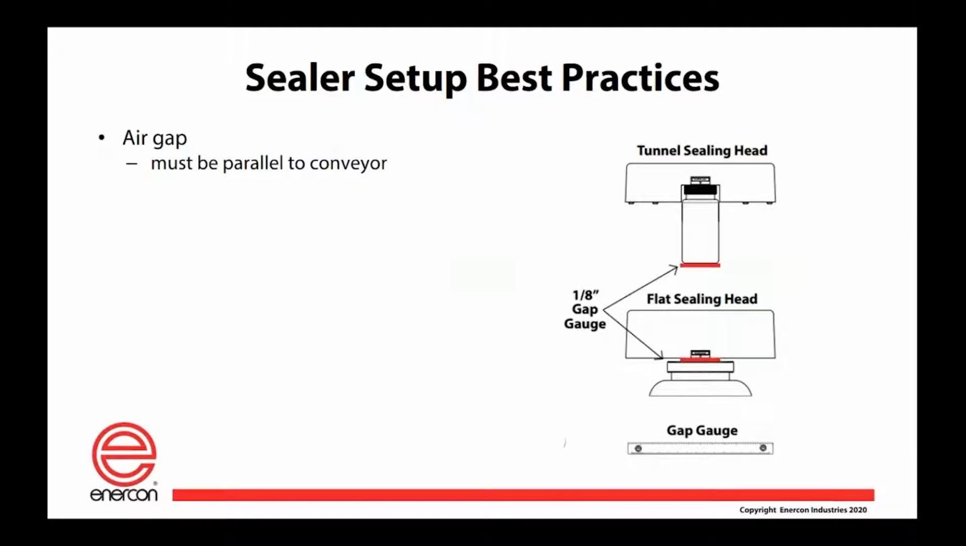How do you set that up? Well, Enercon will provide you with a gap gauge with every order. Depending on the type of coil you're using, you can either put the gap gauge under your bottle and then lower the coil down to the top of the bottle, or you can put the gap gauge on top of your bottle and lower the coil down to the gap gauge. That will give you your optimal 1/8" air gap.